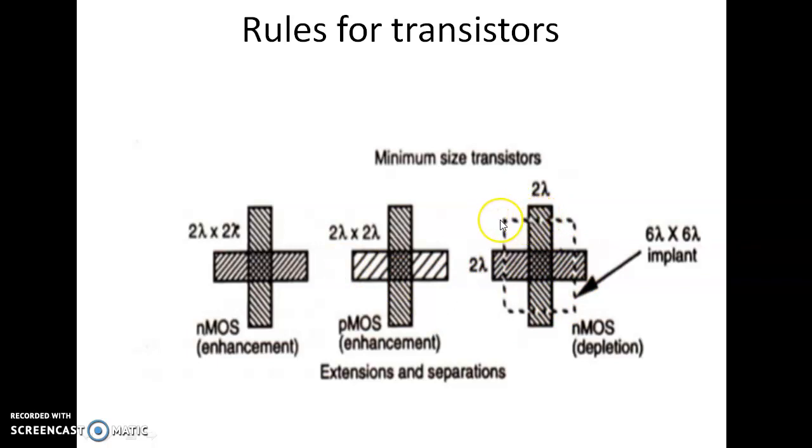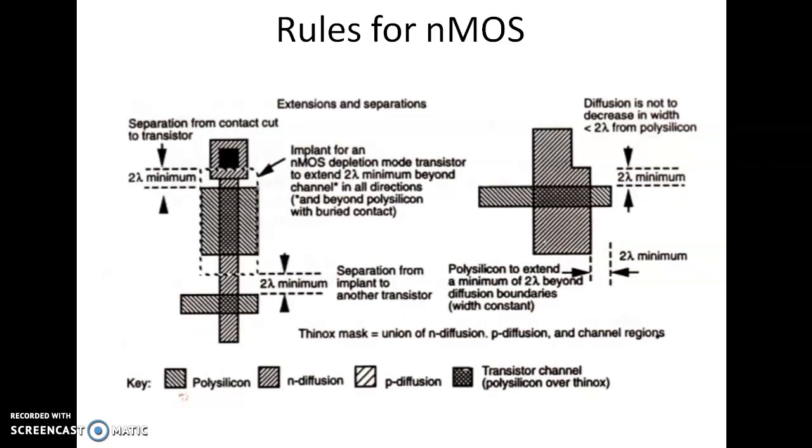So 2 lambda extension should be there, and here also 2 lambda extension on the other side. So 2 plus 2 is 4, 4 plus 2 is 6. So similarly here also the same concept applies, except that no other difference will be there while drawing the layout.